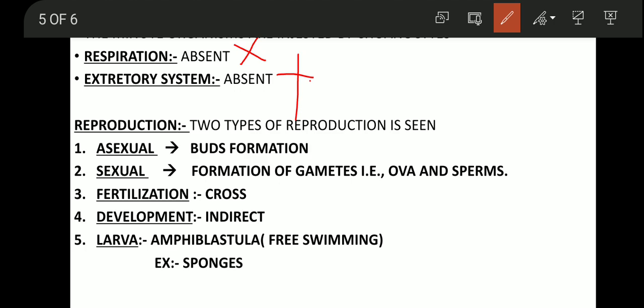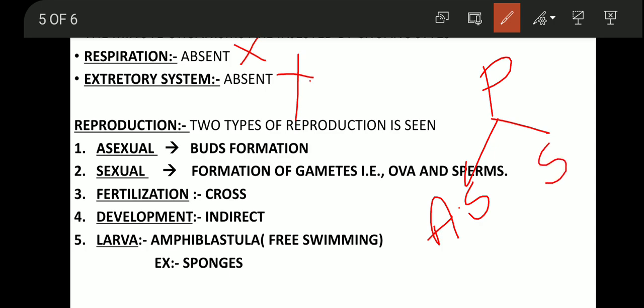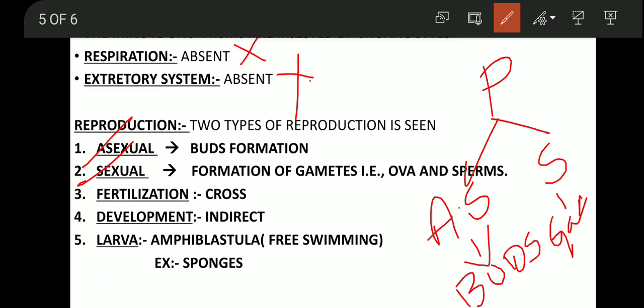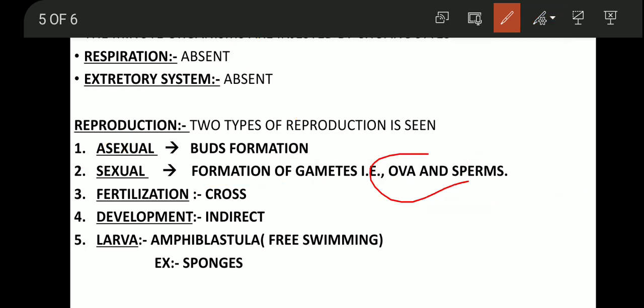And reproduction: the porifera reproduce by two methods, one is the asexual method and the other is the sexual method. In the asexual method, they reproduce by buds, and in the sexual method gametes are formed, like ova and sperms. And fertilization is cross fertilization.